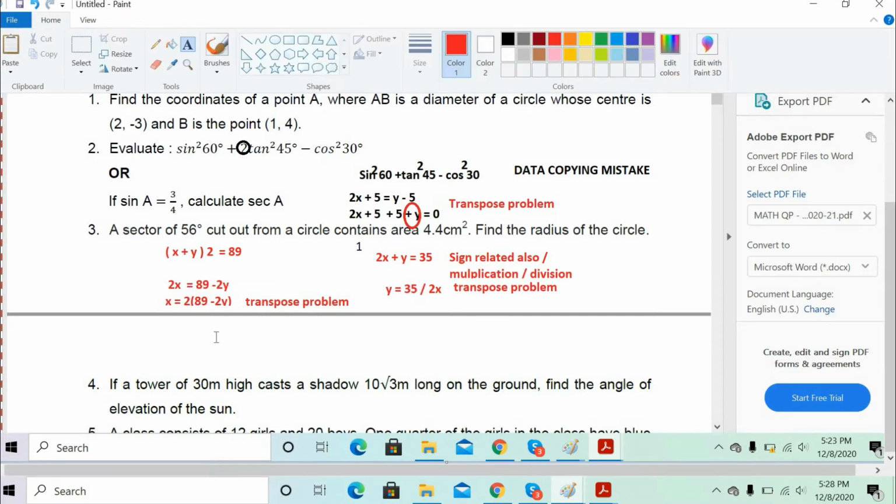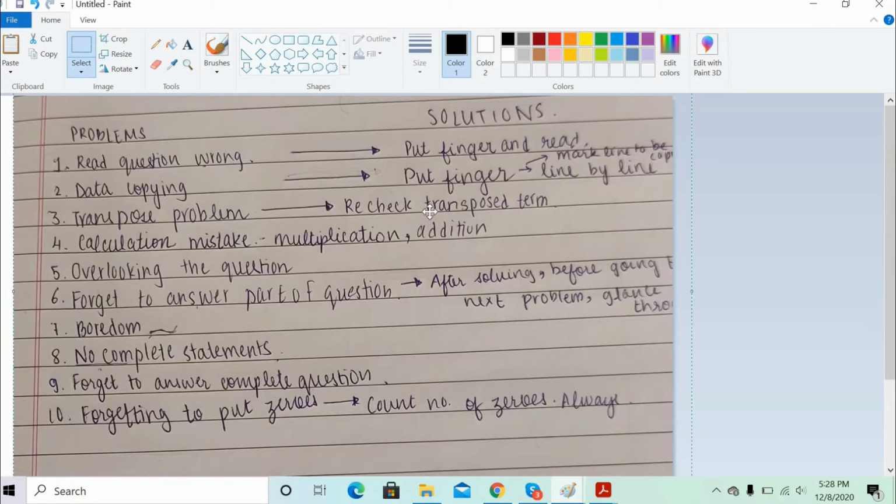So what is the solution for it? The solution is simple. Recheck the transpose form. You need to always ensure this.